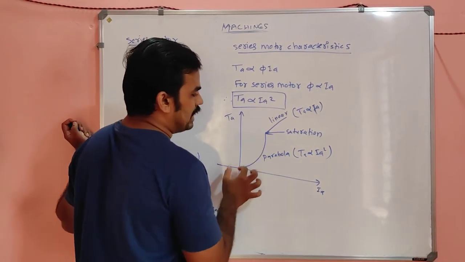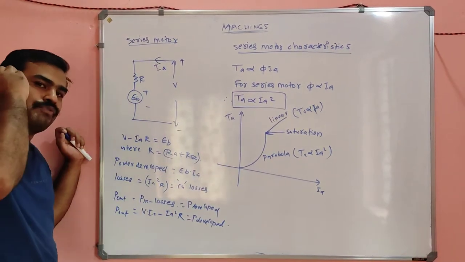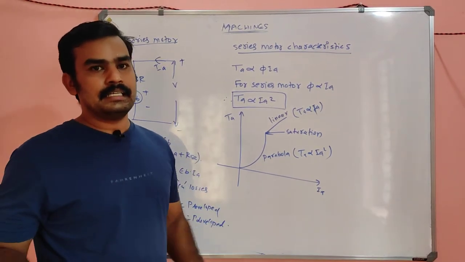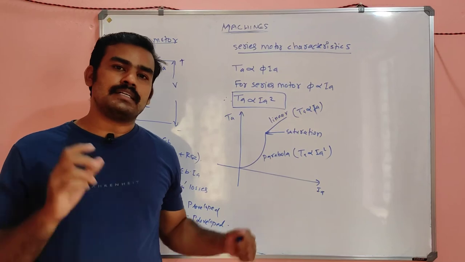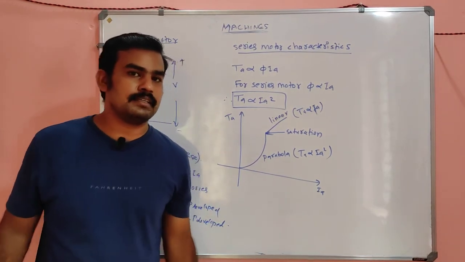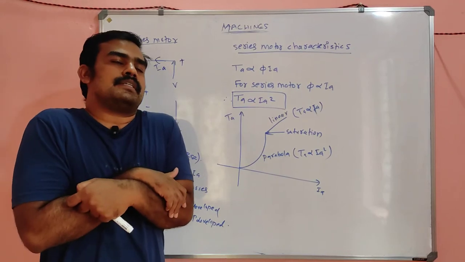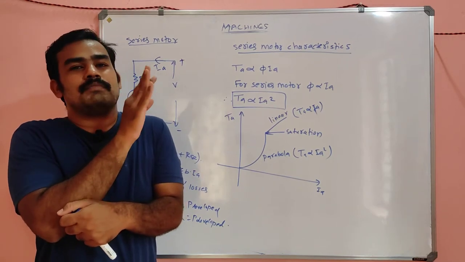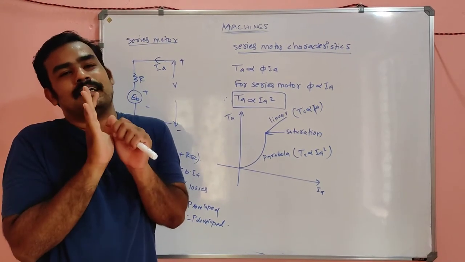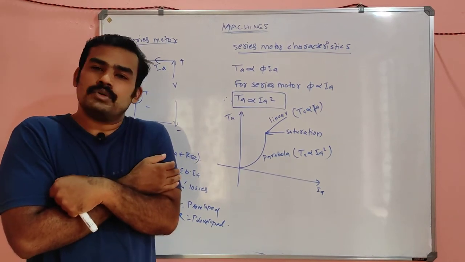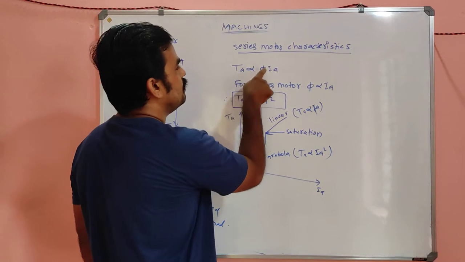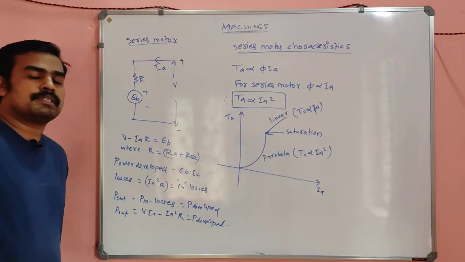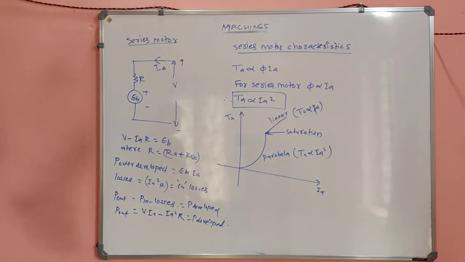Because up to saturation, the torque will be directly proportional to phi into IA, so IA square will happen. After some time saturation is attained, which means no more flux can be added to the armature core, because the armature core is already saturated. Even if you add some flux, the flux in the armature remains constant. If phi is constant, simply TA is proportional to IA. So the graph will be simply linear, that's all, my dear.